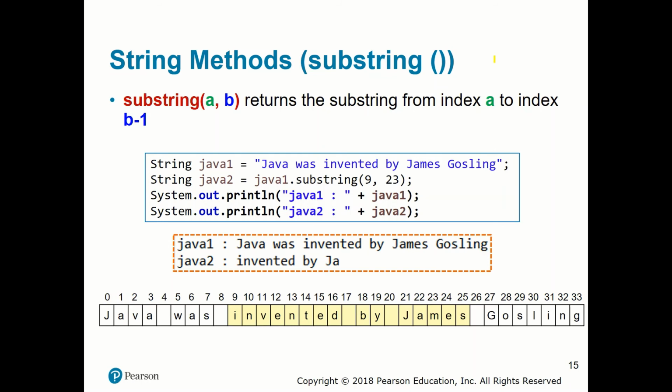The substring method returns the substring from index A to index B-1. From A to B-1. B is not included. Here is an example.